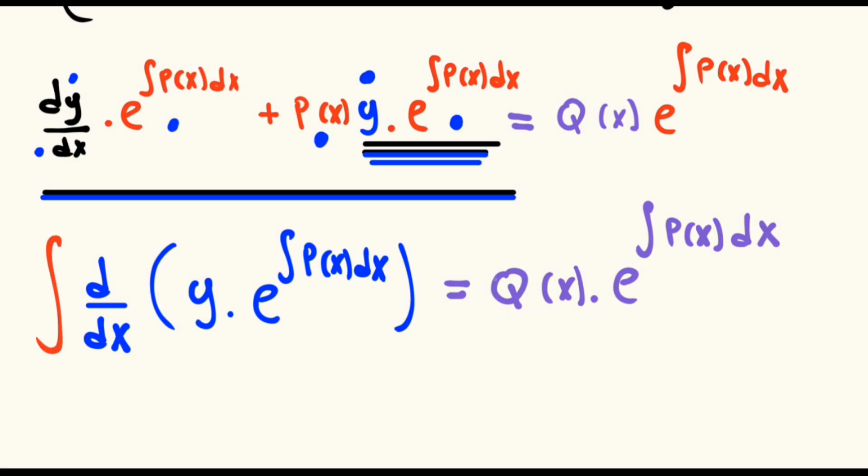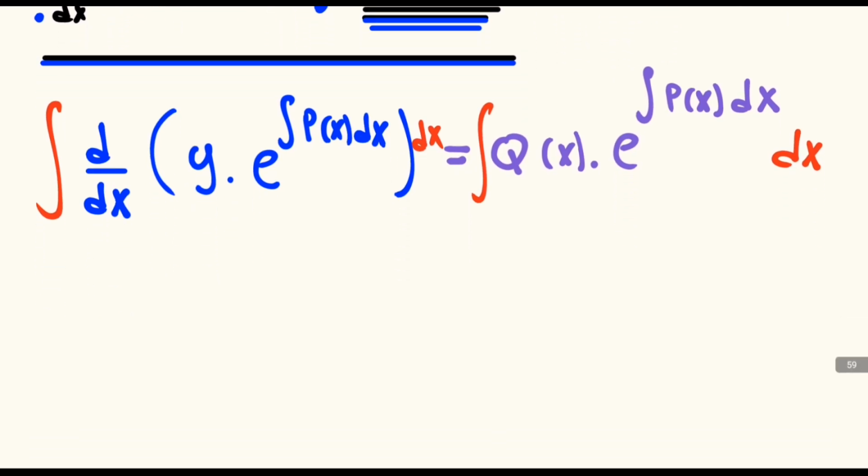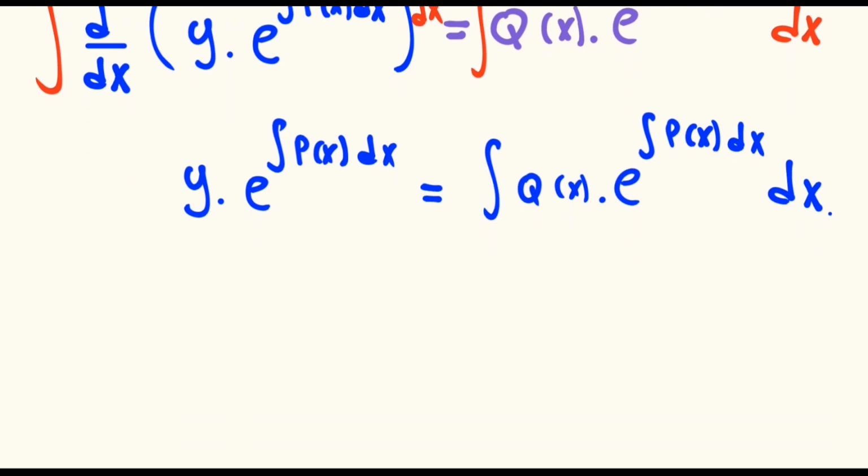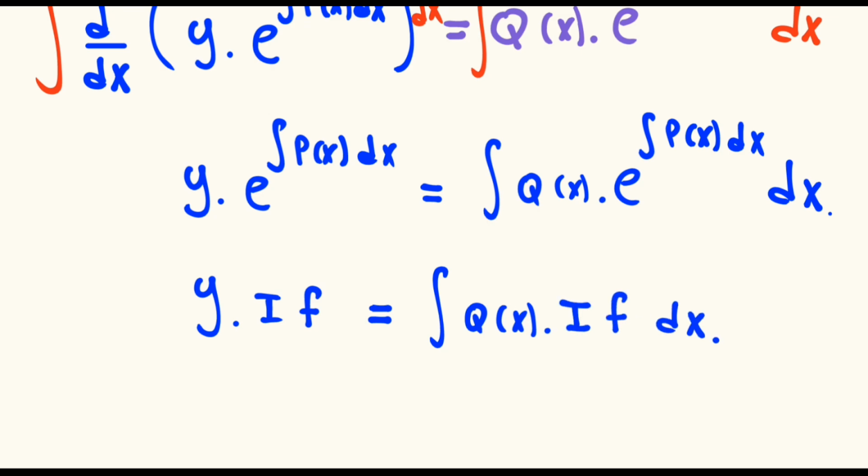From here we can integrate both sides of the equation with respect to x, and the integral of the derivative of a function will be equal to that function. So this will be equal to y multiplied by the integration factor, the e raised to the power the integral of p of x dx, and on the right hand side we still have the integral of q of x multiplied by e raised to the power the integral of p of x dx, and we have that dx. So we can conclude that y multiplied by the integration factor will be equal to the integral of q of x multiplied by the integration factor dx.